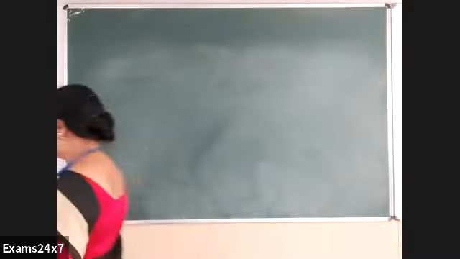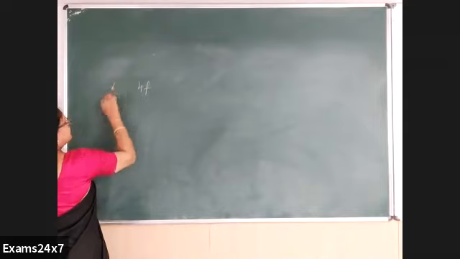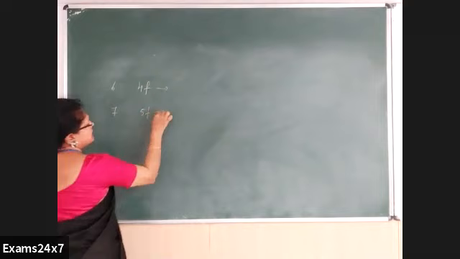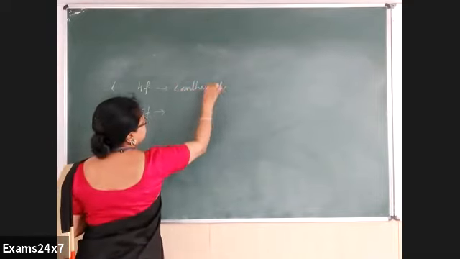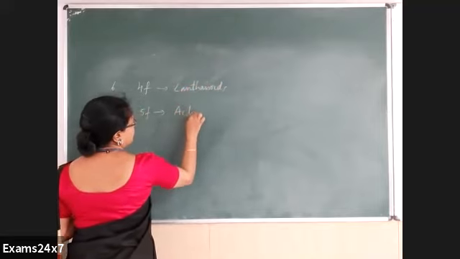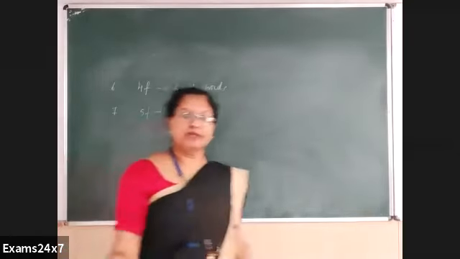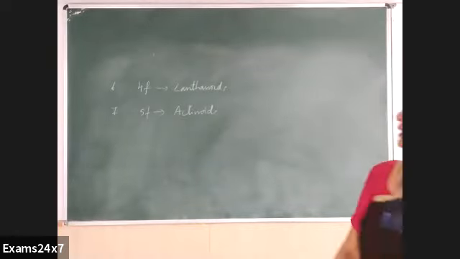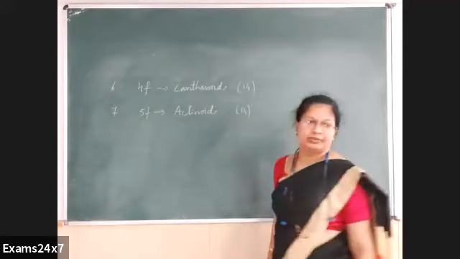There are two series of f block elements. Lanthanoids, which come in the 6th period, that is the 4f series, and actinoids, the 7th period, which is the 5f series. Lanthanoids come after lanthanum. After lanthanum, lanthanoids, 14 elements are there. Actinoids are also 14 elements.